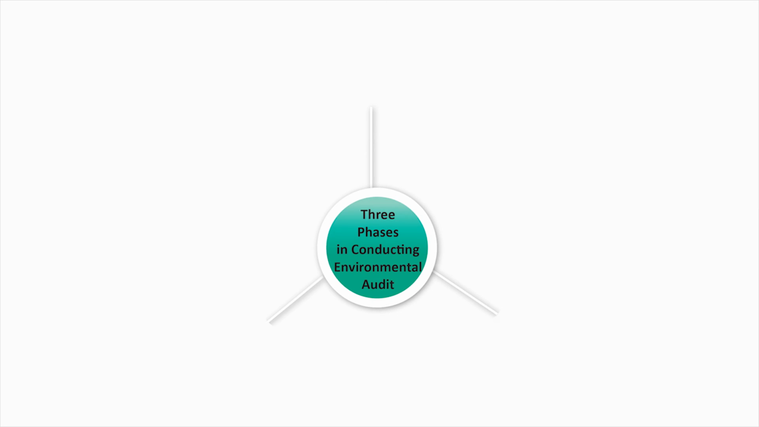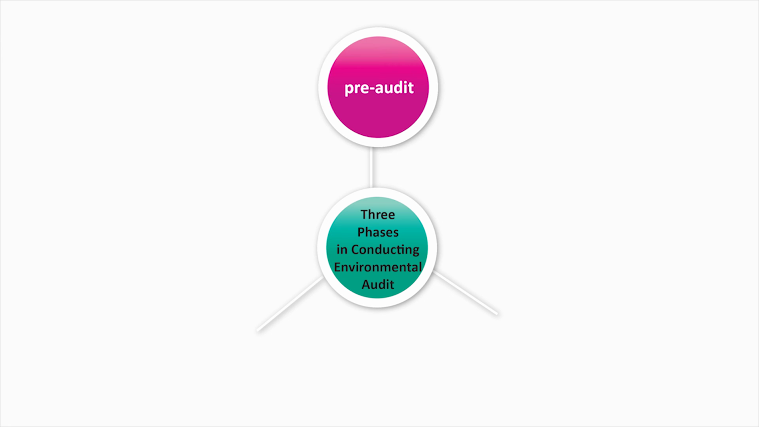Kindly note that there are 3 phases in conducting an environmental audit, namely pre-audit, audit, and post-audit. Do remember that environmental audit reports are meant for audited organizations to take action to improve themselves and make the necessary changes for the betterment of our environment.